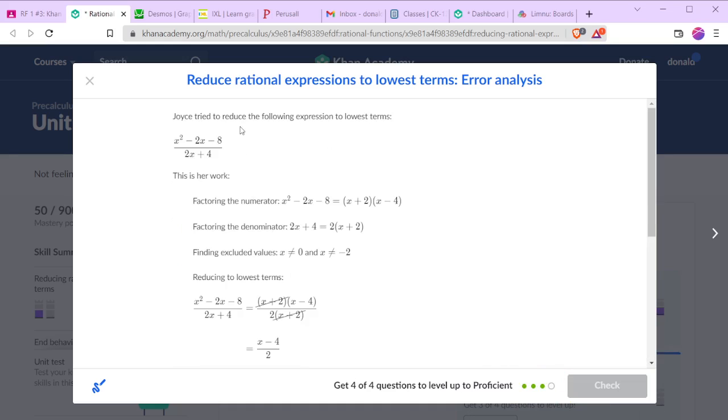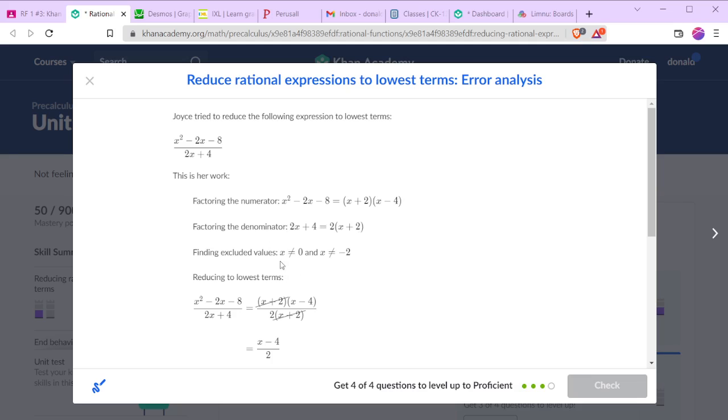And finally, Joyce is reducing this expression to lowest terms. So yes, we have the x plus 2, x minus 4. That is the correct factoring of the numerator. We've correctly factored the denominator.